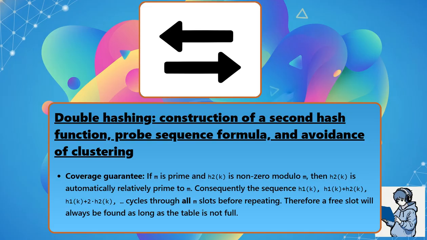Coverage guarantee: if m is prime and H2 of k is non-zero modulo m, then H2 of k is automatically relatively prime to m. Consequently, the sequence H1 of k plus H2 of k, H1 of k plus 2 times H2 of k, and so on, cycles through all m slots before repeating. Therefore, a free slot will always be found as long as the table is not full.